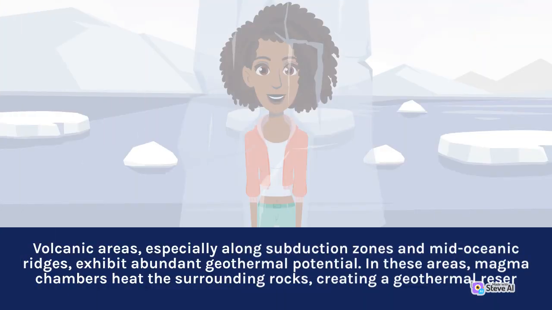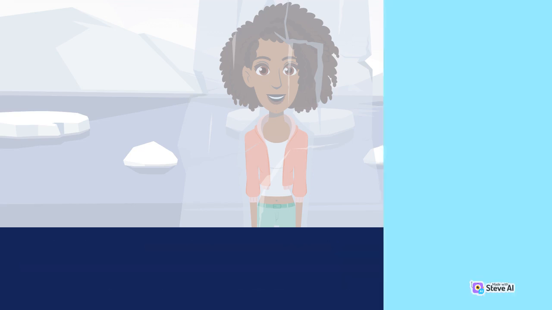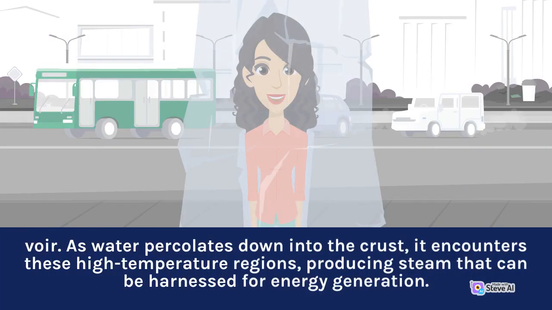Volcanic areas, especially along subduction zones and mid-oceanic ridges, exhibit abundant geothermal potential. In these areas, magma chambers heat the surrounding rocks, creating a geothermal reservoir. As water percolates down into the crust, it encounters these high-temperature regions, producing steam that can be harnessed for energy generation.